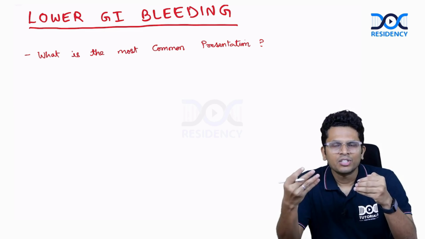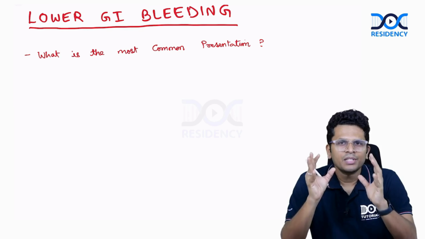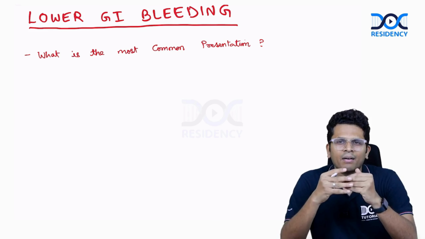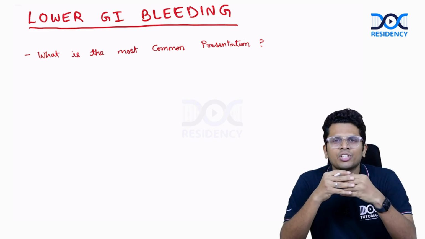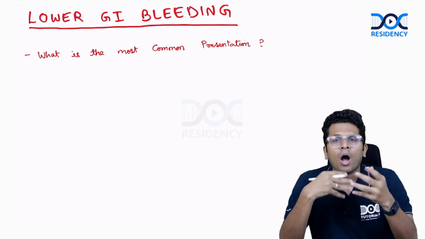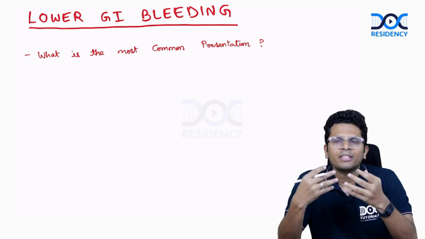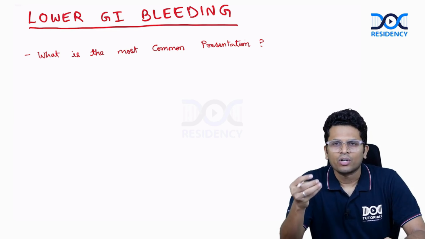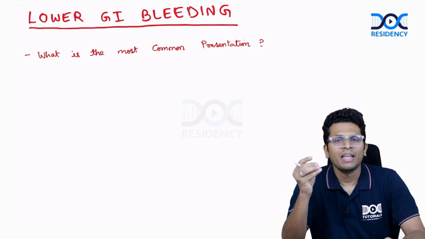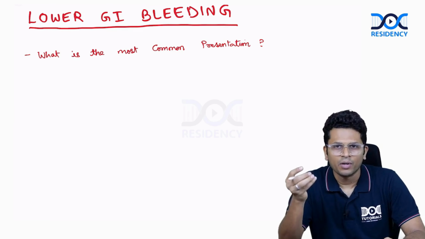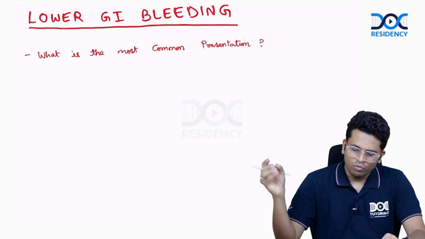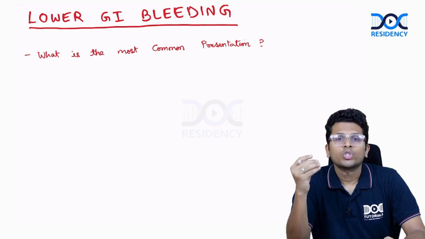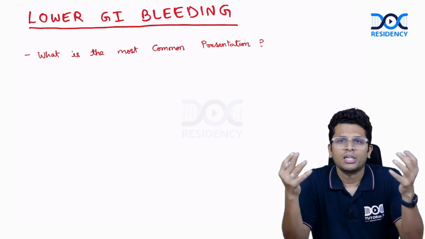Now, over the next half an hour, we will be just discussing what are the common causes and the basic presentations, and then we'll be seeing how to evaluate and manage a patient with lower GI bleeding. And we may also concentrate on a few of the common questions that they might ask in viva. Okay, so the first thing that I would want to discuss at this point of time is what is the most common presentation of lower GI bleeding.